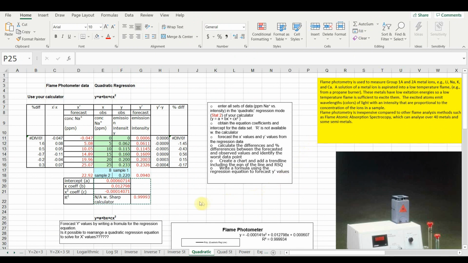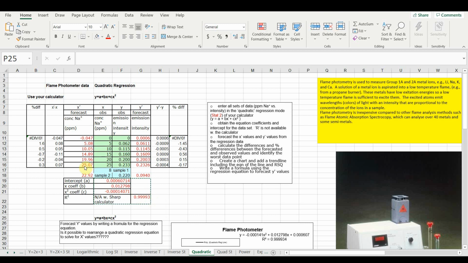So I trust you've had an opportunity to enter the data into the quadratic regression mode of your calculator and then forecast the x prime values and the differences between the forecasts and the measured values and the percent differences for the x and the y, and then also forecast the unknown values. Some of you may have not been able to obtain the r-squared value. Some of the earlier Sharp calculators don't give it for a quadratic, but the newer one that I'm using does, so you don't need it at this point.